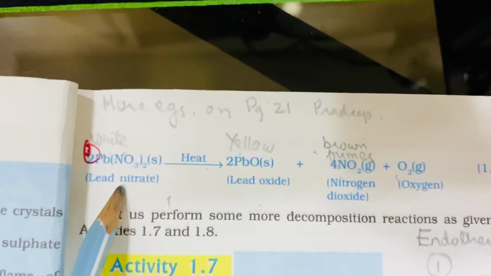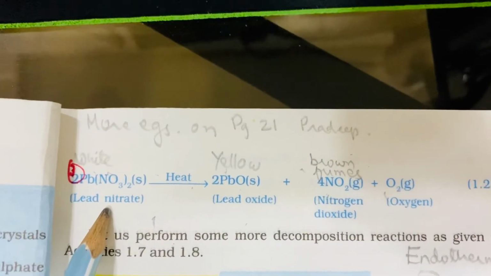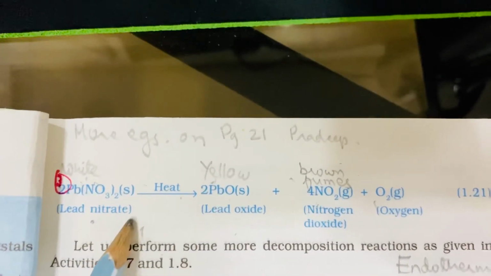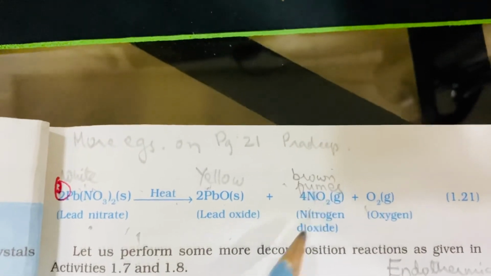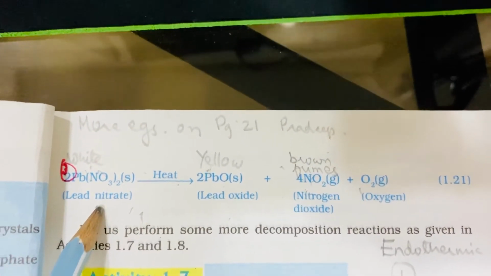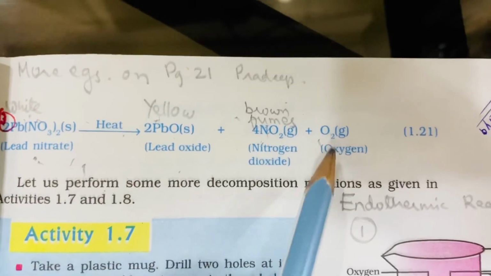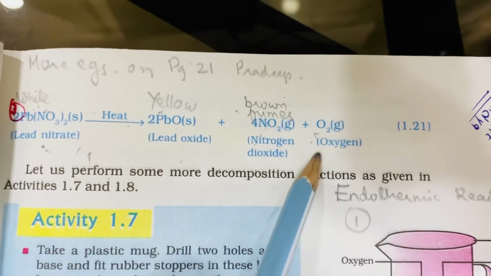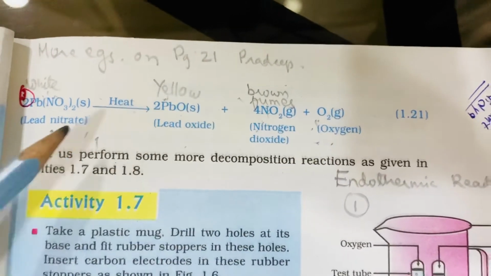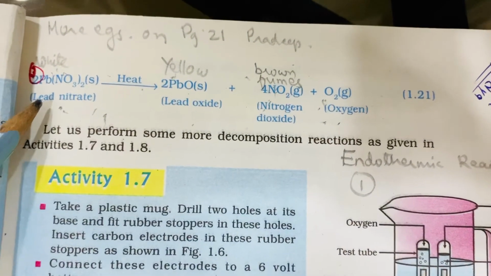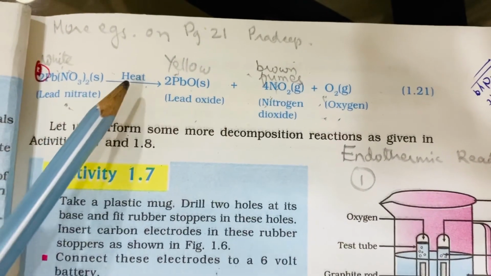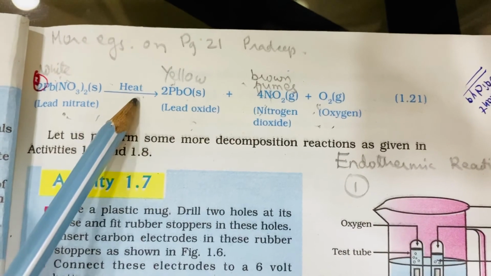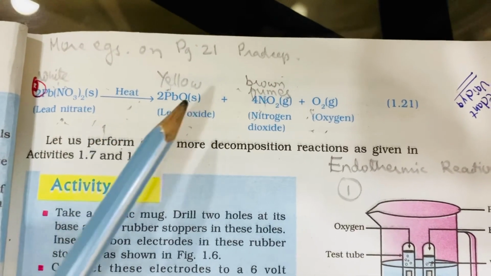This reaction shows different observations. You see a change in color: white becomes yellow, right? And brown fumes are also coming. So the first observation is change in color. And the second observation is that gases are evolved, so evolution of gas. In this way, we see two observations here. And what is the type of reaction? Yes, it is a thermal decomposition reaction, the decomposition which occurs due to heat.